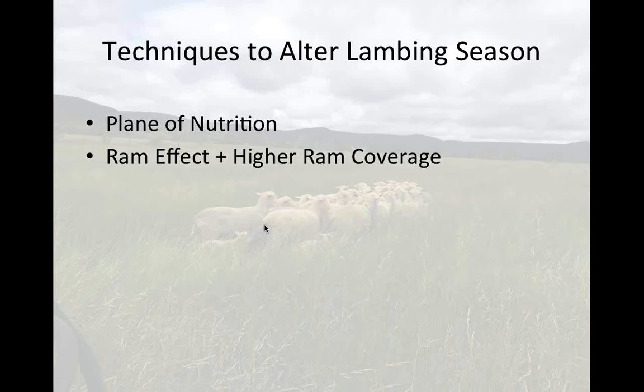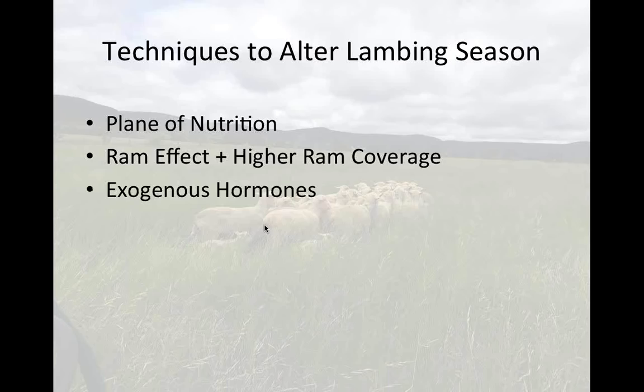Ram effect and higher ram coverage is essential to get some out-of-season breeding. Often in the spring and in the summer, ewes aren't going to be cycling, depending on breed, and we're going to need a highly vigorous ram and a number of rams to create competition to stimulate the ewes to come into estrus, so that they'll breed and have those aseasonally produced lambs.